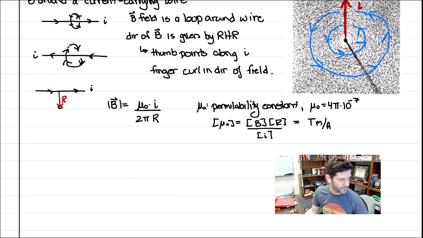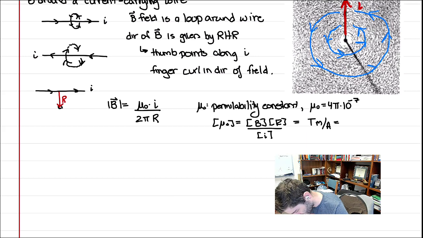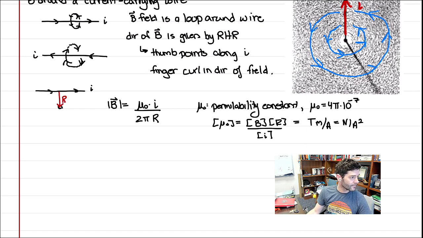Yeah, looks like newtons per ampere squared is how we want to write that as well, which isn't technically an SI unit, but that's okay.